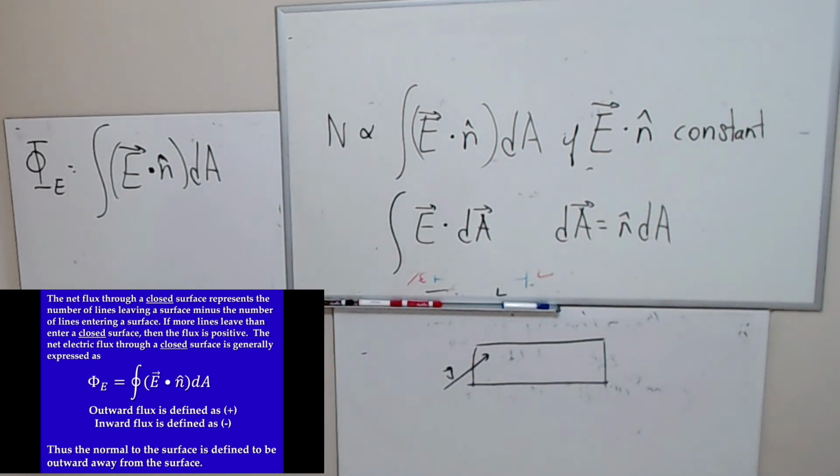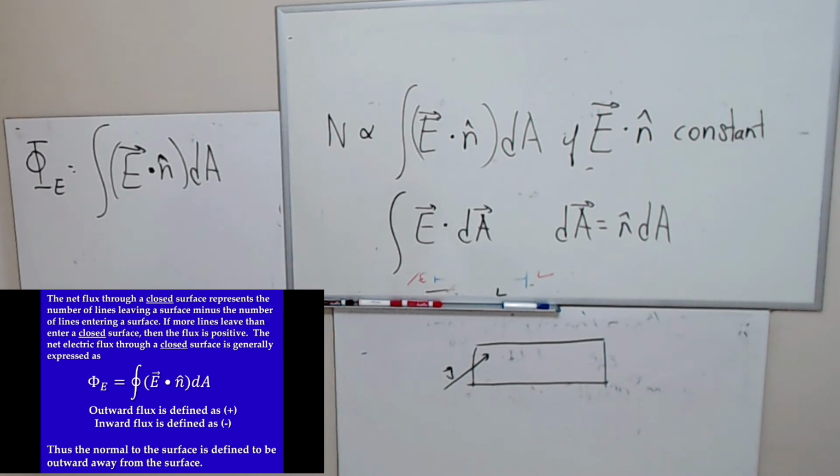So typically what we're interested in, at least in this chapter, is the net flux through a closed surface. And that's going to represent the number of lines leaving the surface minus the number of lines entering the surface. If more lines leave a closed surface than enter it, the flux is positive. And vice versa.